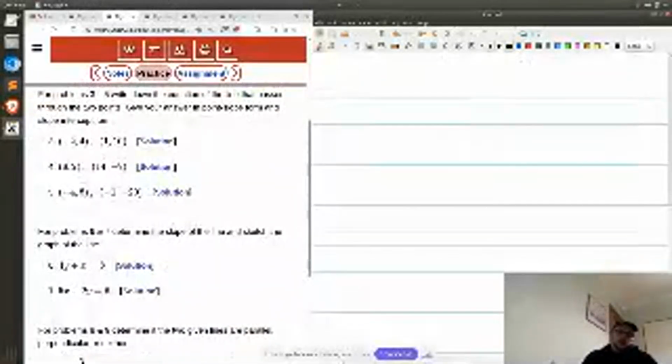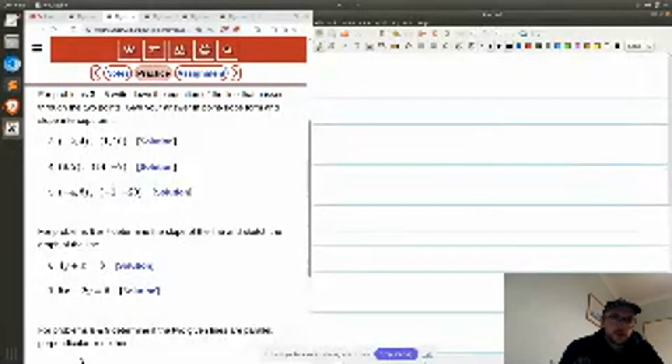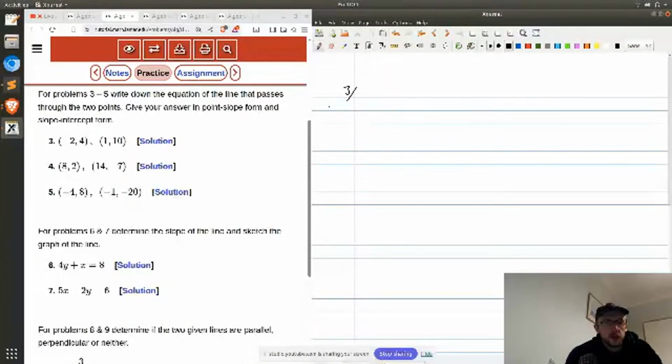Now for problems 3 to 5, write down the equation of the line that passes through the 2 points and give your answer in point slope form and slope intercept form. That's point slope form. I don't know. I know what slope intercept form is, though. It's the one that I've been showing you. And I also know what standard form is, but point slope form, I guess I'm going to learn something.